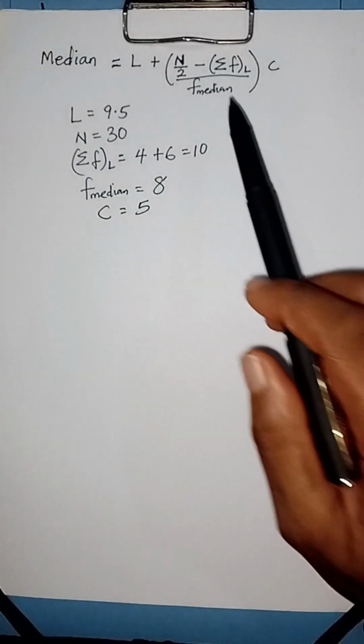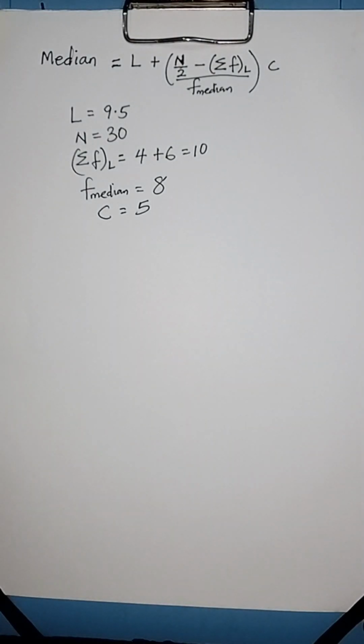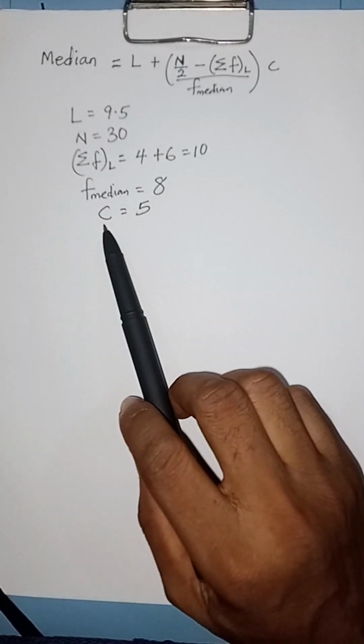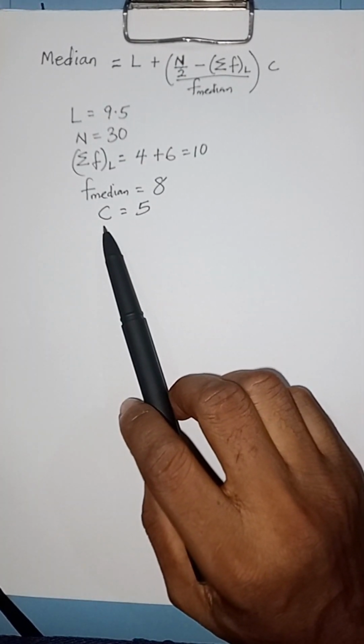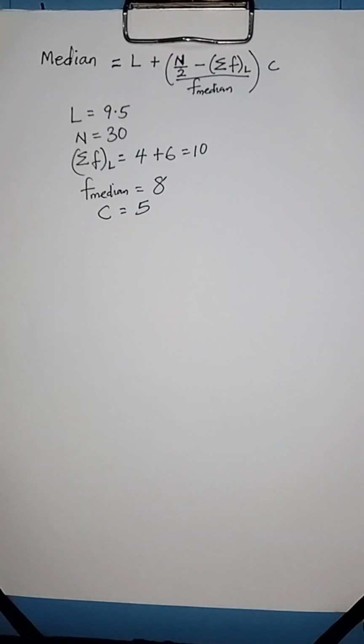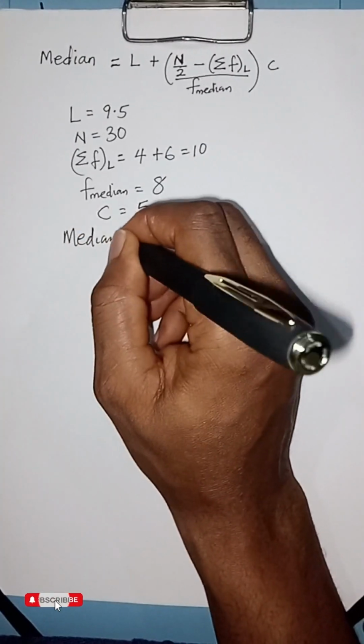Then what is F sub median? It is the frequency of the median class. We already know the class interval of the median class, which is 10 to 14. The frequency of that is 8, and that's why F sub median is 8. And of course, C is the class width of the median class, and that is 5. We'll discuss how to get this by counting your fingers from the range of values you have. How many you count is the number of the class. So having gotten all of these, let's apply it into the formula to get our median.